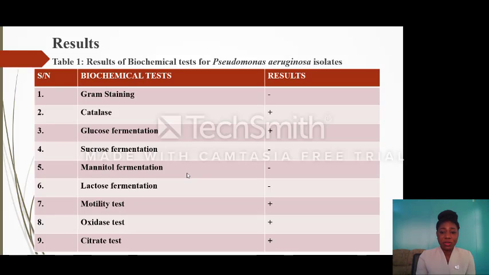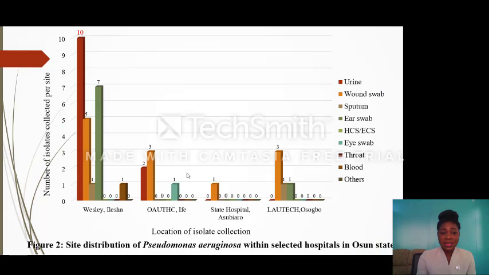The result revealed Pseudomonas aeruginosa is gram-negative, catalase positive, glucose positive. For the sugar fermentation, it was negative. For mannitol fermentation, it was negative. Lactose fermentation revealed a negative result also. Motility was positive. The organism was tested and was found to be motile. Oxidase was also positive, and the citrate test was also positive.